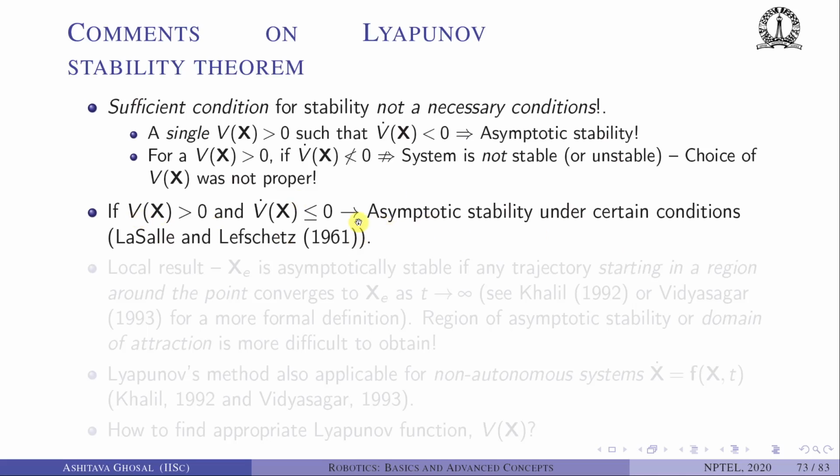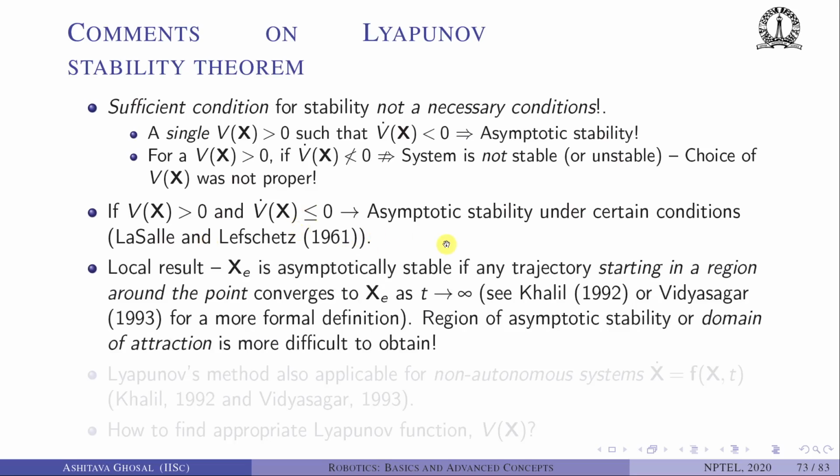Okay, in the early 60s, these two researchers showed under what condition, if it is semi-definite, what happens. What are some of the other features? It is a local result. Okay, so we are going to test for stability at some equilibrium point.